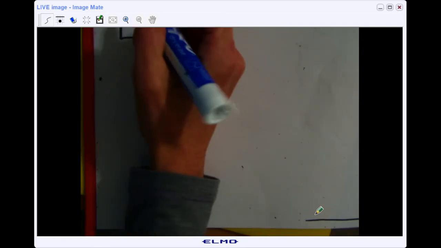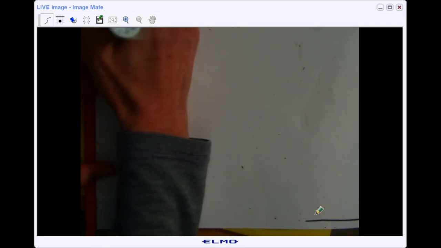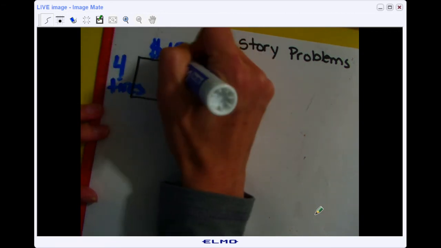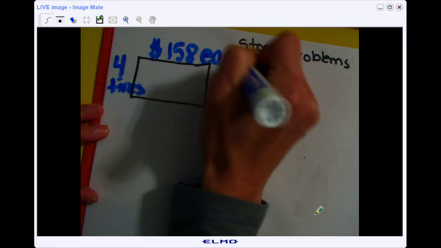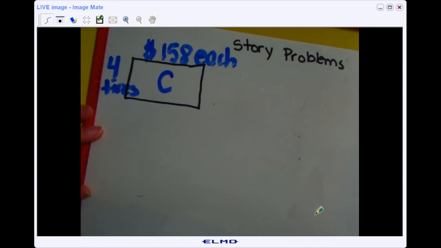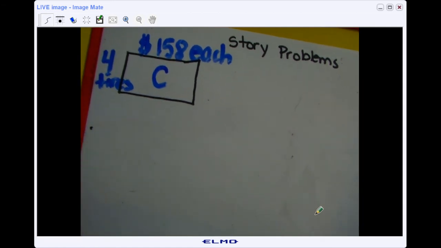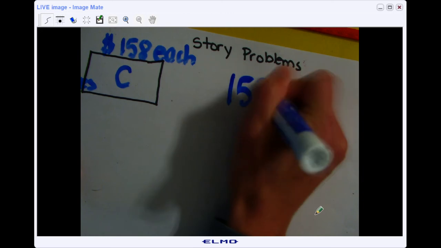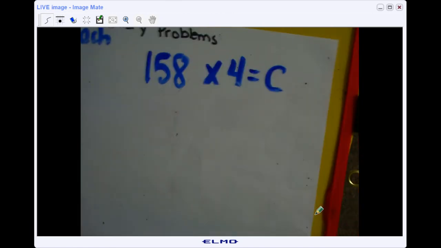So I'm going to go to my whiteboard now, and I'm going to finish my drawing. My drawing's already here for me and ready to go. And I know that I have 4 tires, and each tire is $158 each. That's not my total. And I'm trying to figure out what the total cost is, so I'm going to use a variable of C. Okay, and you should be doing this along with me. All right, step 6 is to write my equation, and I know that my equation is going to be 158 times 4, and this is going to equal C, actually. It's going to equal my variable.